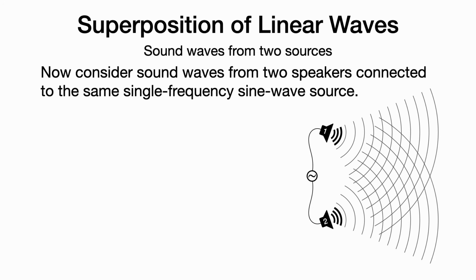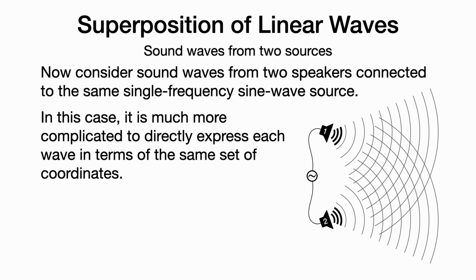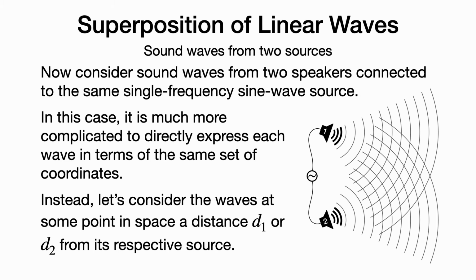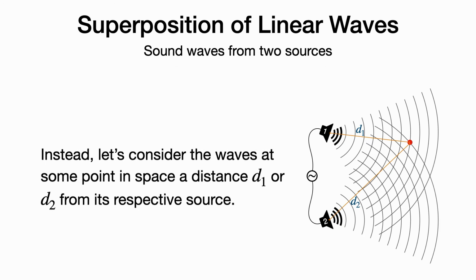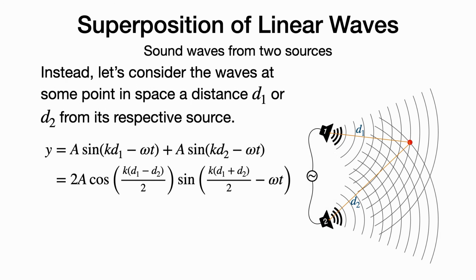Now consider sound waves from two speakers connected to the same single-frequency sine wave source. In this case, it is much more complicated to directly express each wave in terms of the same set of coordinates. Instead, let's consider the waves at some point in space a distance d1 or d2 from its respective source. We think of each wave as traveling radially outward from its source and construct the superposition at the single point shown. Using the same identity, we obtain the formula shown for the superposition.